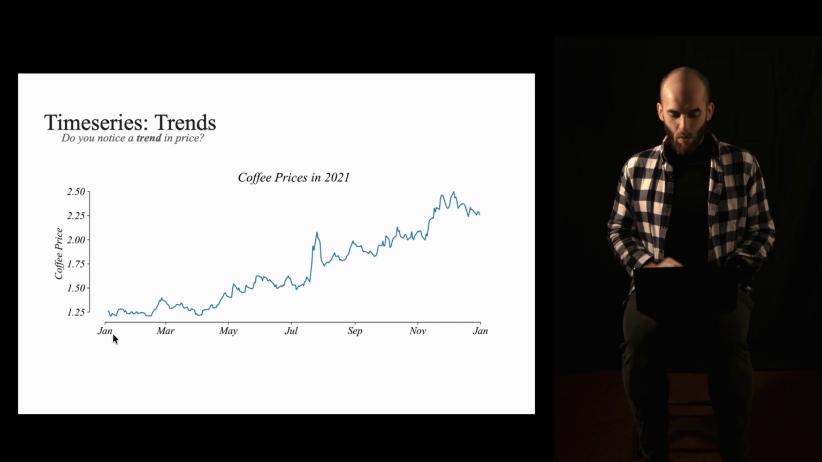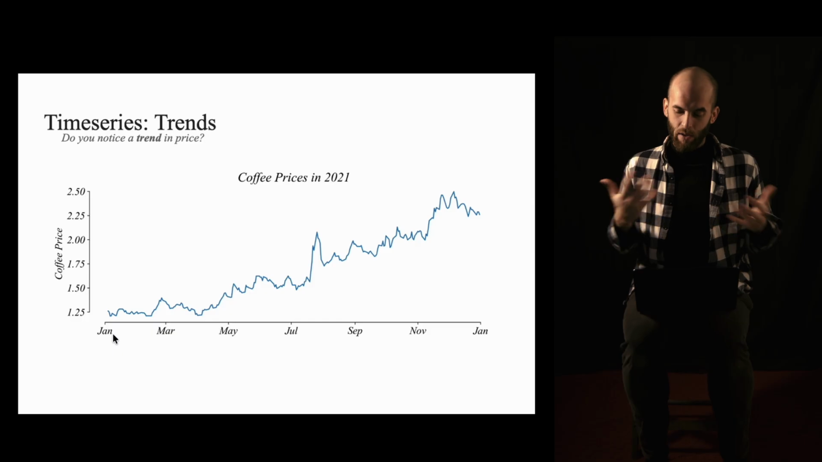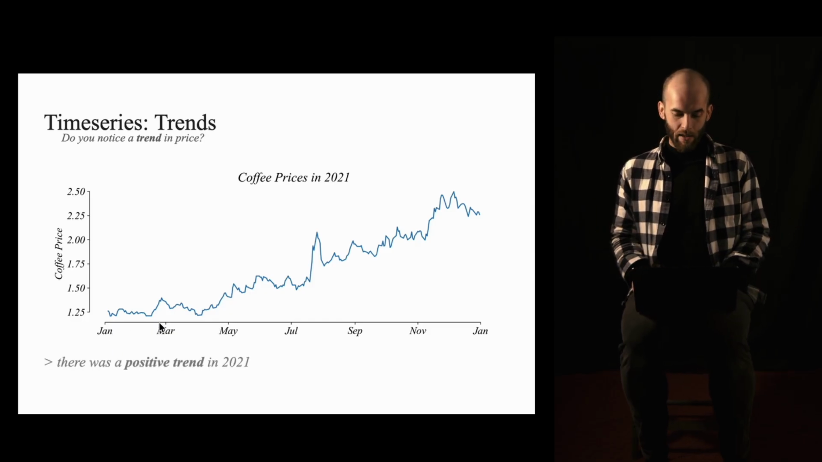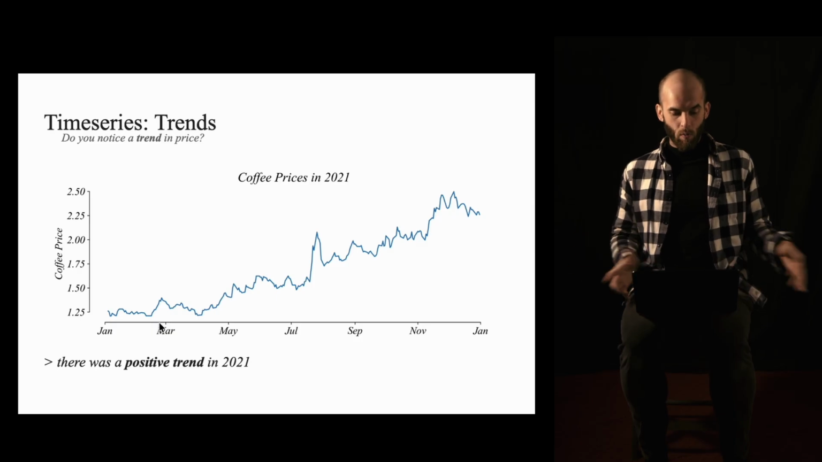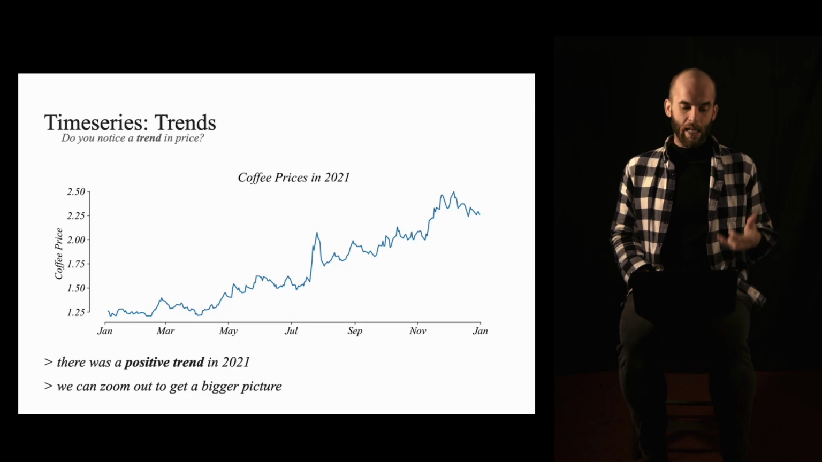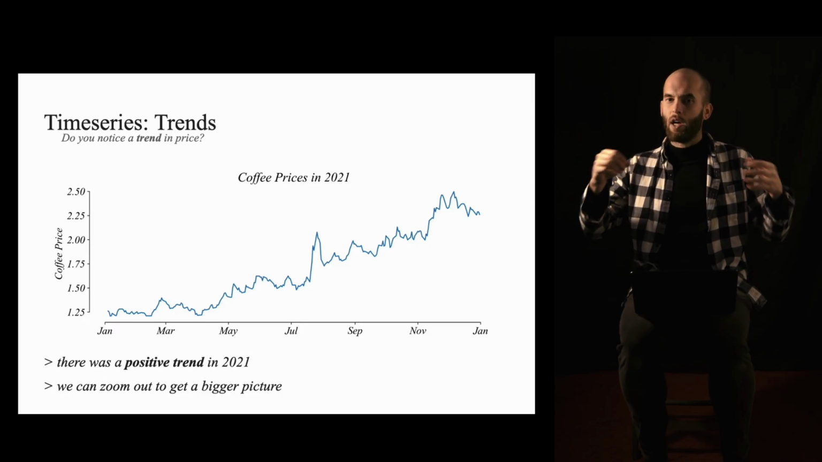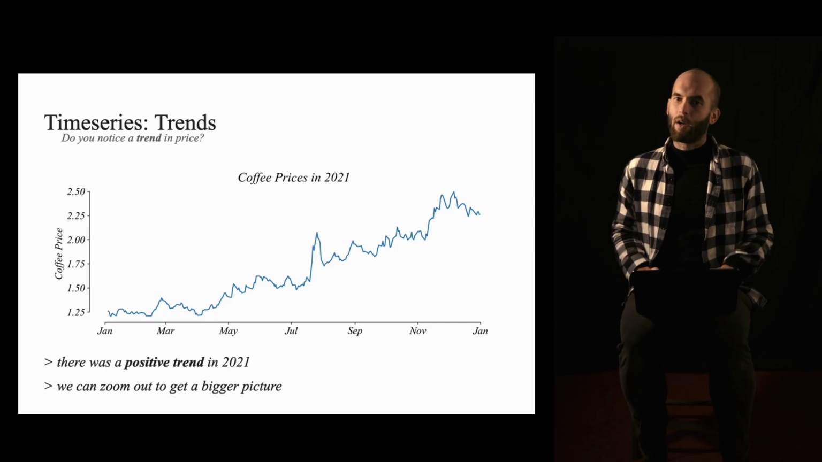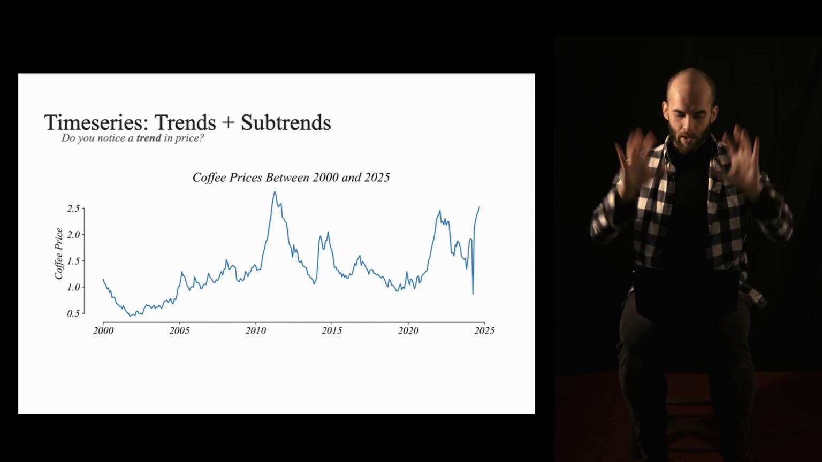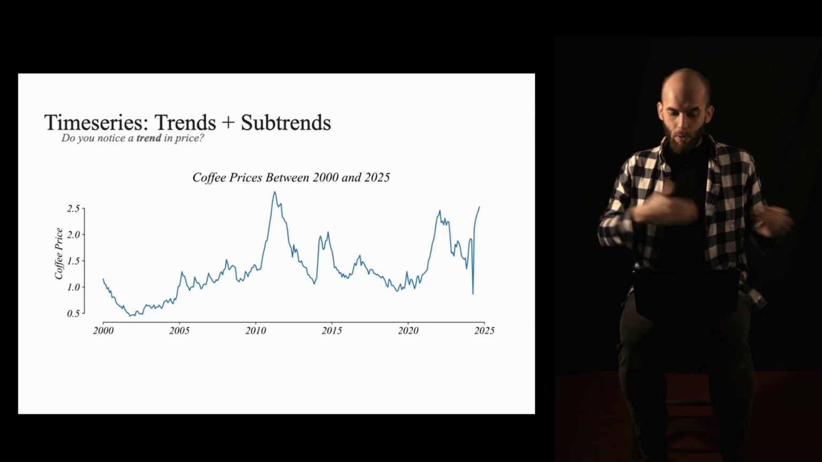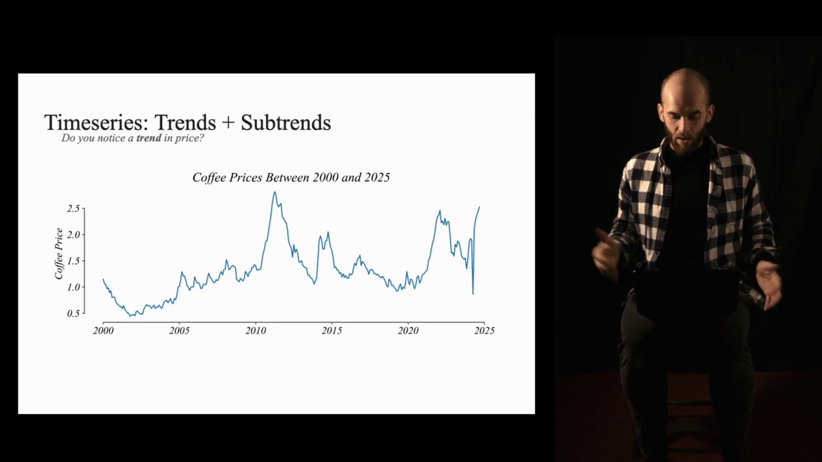Now that we have this, we can then figure out what the pattern looks like. So here I see a positive trend during this one particular year. But we can also zoom out to get a broader picture of what's happening, not just in this one year, but maybe a few other years. So what I'm going to do is zoom out and take a look at what's happening between 2000 and basically the present.